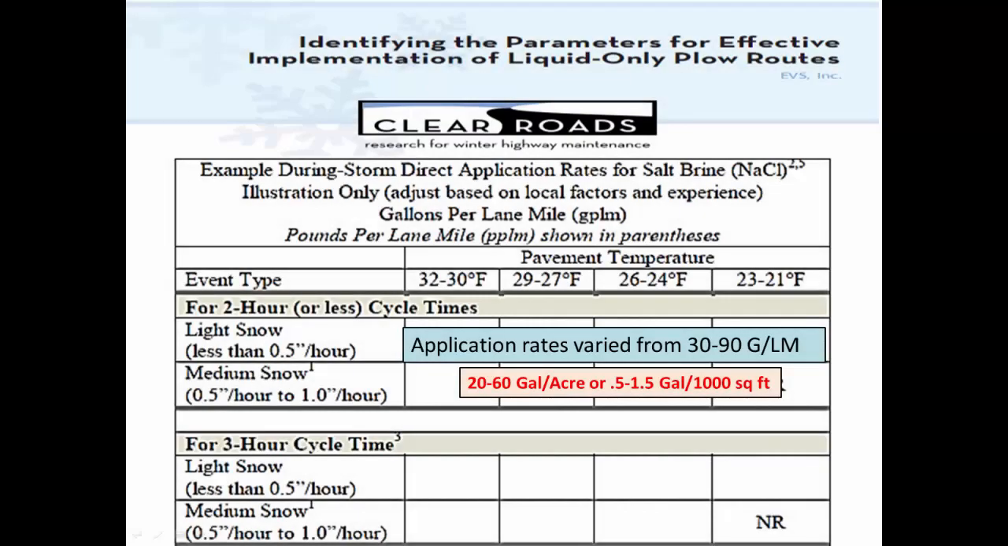The most effective application rates varied from 20 to 60 gallons per acre, or 0.5 to 1.5 gallons per thousand square feet, somewhat higher than for pre-treating due to the moisture present during or after a storm on the surface.